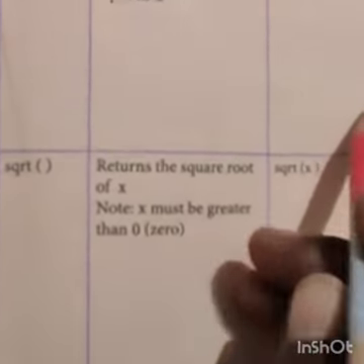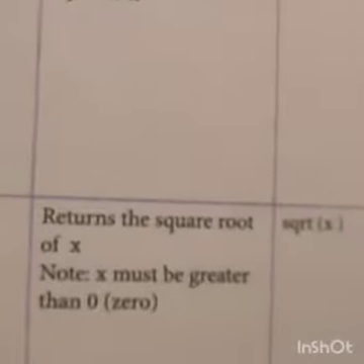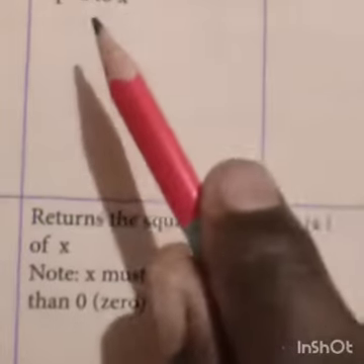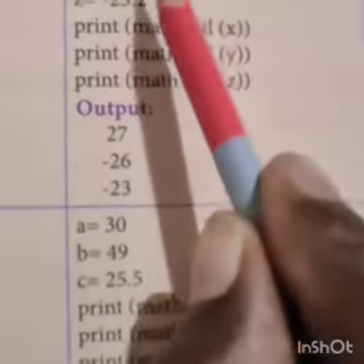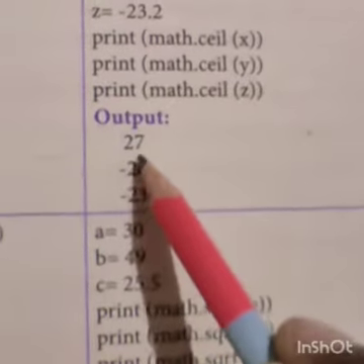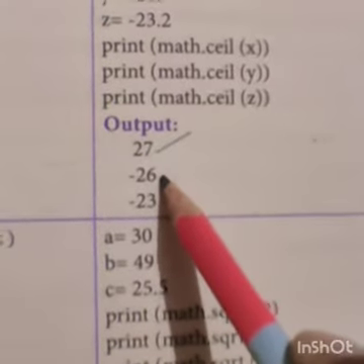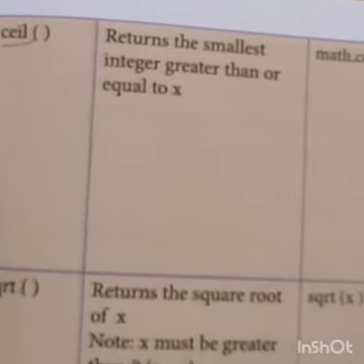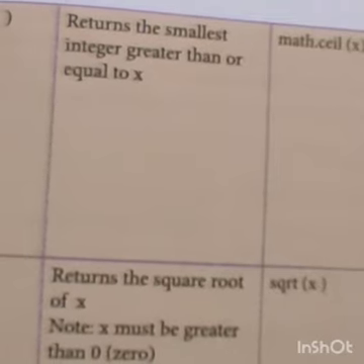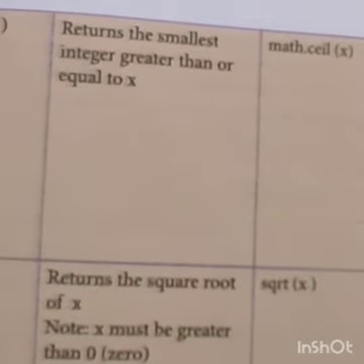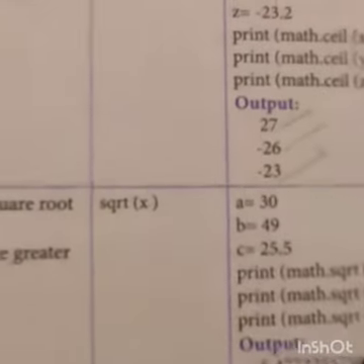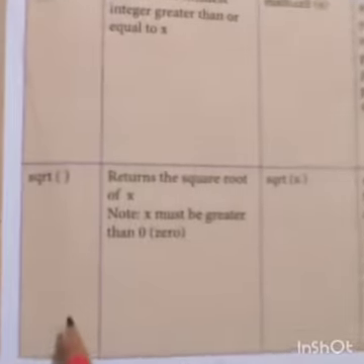So next, what is this? Ceil. What does ceil mean? It returns the smallest integer greater than or equal to x. See here, y is equal to 26.3. Ceil means here 27, 26 and 23. Ceiling means it returns the smallest integer greater than or equal to x. You can save it like that.